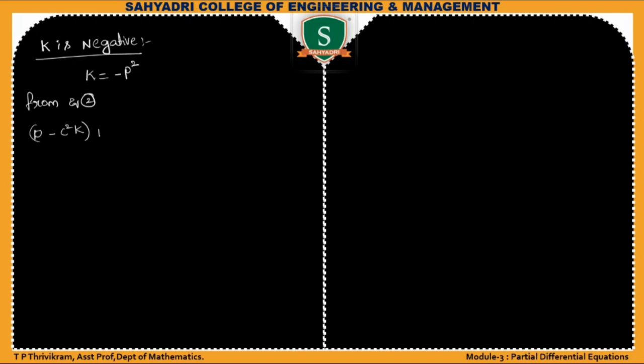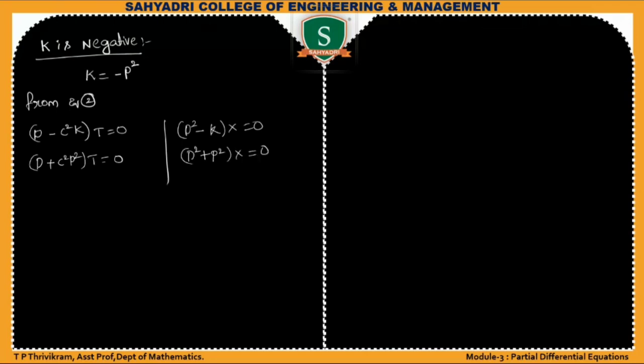Into t is equal to 0. This is equation 2. Similarly, D square minus k into x is equal to 0. Now replace k with minus p square. D minus, here already one more minus is there, so plus c square p square into t is equal to 0. Here also D square plus p square into x is equal to 0.